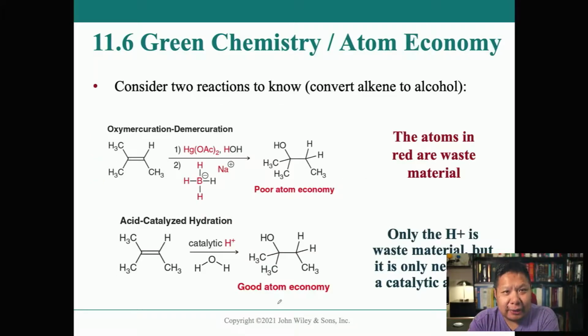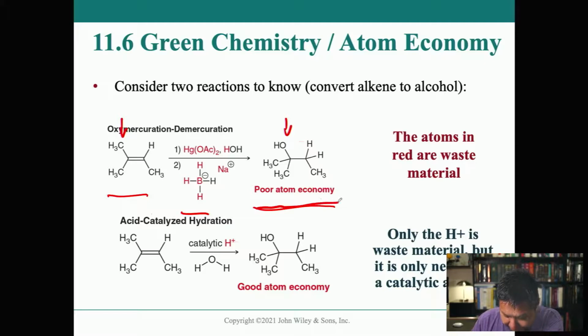So consider these 2 reactions that we already know, which convert an alkene to an alcohol. We have oxymercuration-demercuration right here. In that reaction, we were able to add an alcohol to this methyl-substituted alkene. But this is very poor atom economy. All the atoms that are in red are waste material. All that stuff is waste.